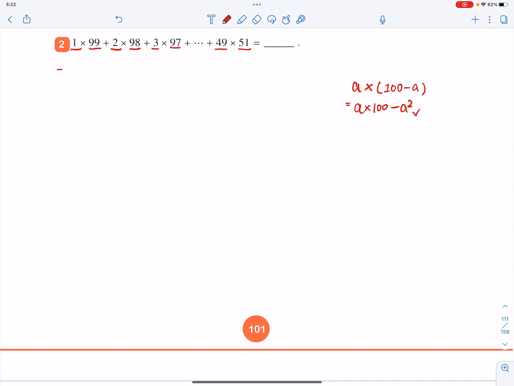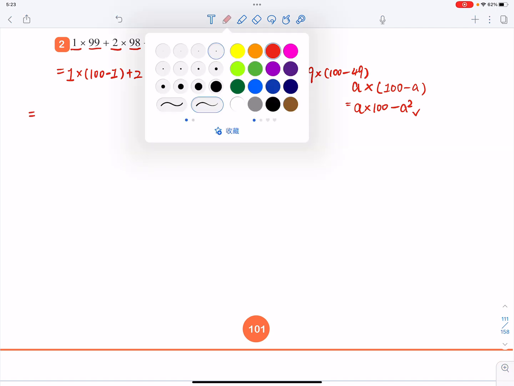Let's see, guys. As for the first term, you do 1 times by 99, right? And we know that 99 equals to 100 minus 1. So we just write that in this way. And then the second term, there'll be 2 times by 100 minus 2 in the bracket, which is 98. And also there'll be 3 times by 97, which is 100 minus 3. And all the way to the last term, which will be 49 times by 100 minus 49.